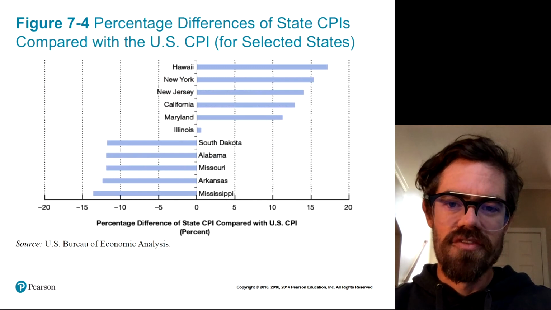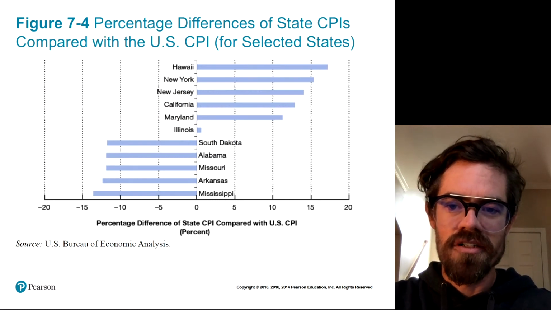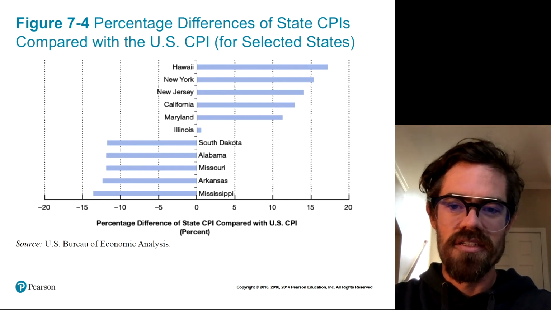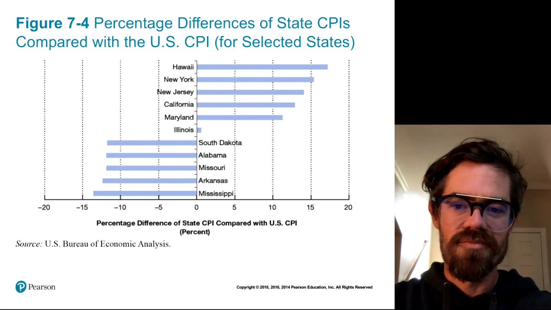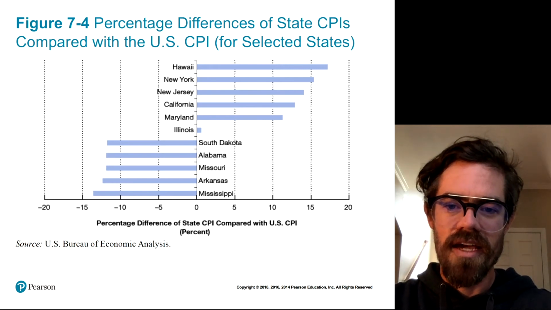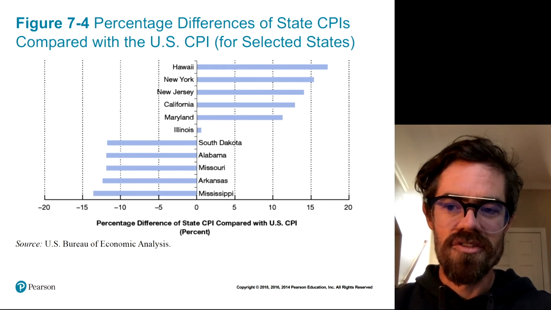All right, so here's a graph illustrating the differences in CPI between different states. This is in comparison to the United States overall CPI. As we can see, states like Hawaii, New York, New Jersey, and California have prices much higher than the average in the U.S., whereas states like Mississippi, Arkansas, and Missouri have much lower prices compared to the United States as a whole, and therefore they have negative differences there. Illinois, right in the middle, is very close to the average.